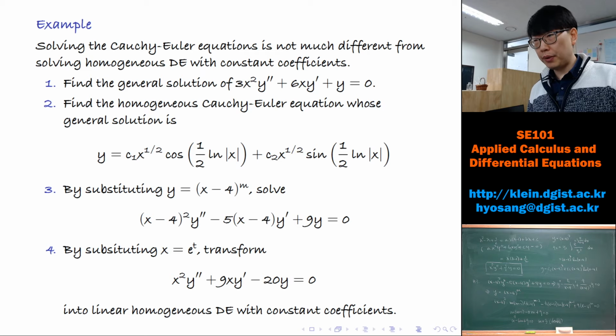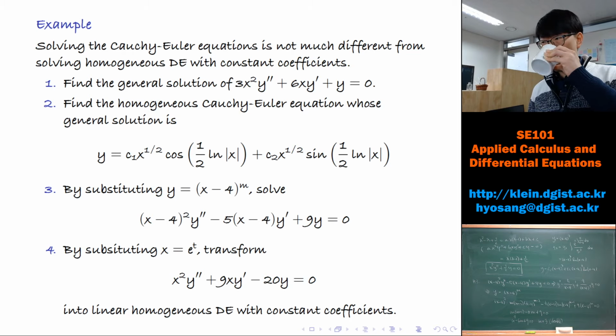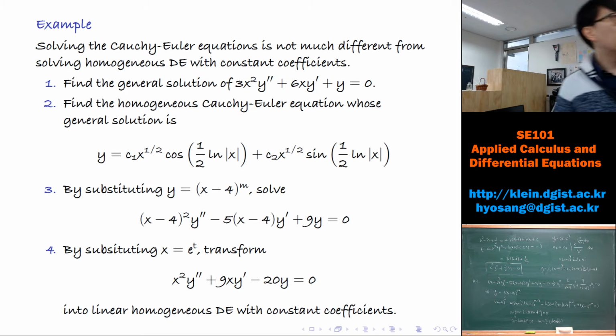Do you mean number 3 or number 4? The question is, why do we substitute that way? Do you mean 3? 3, because, let me explain again.